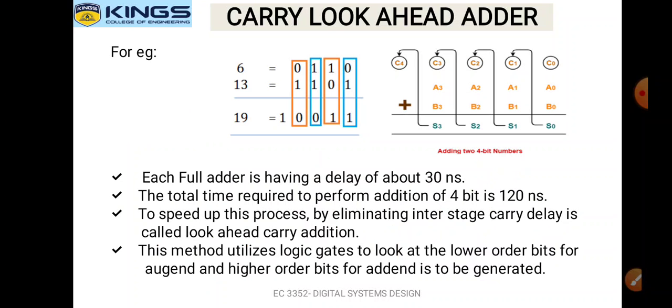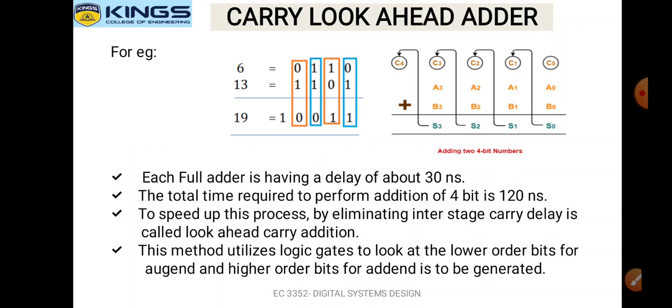Okay. For an example, see here. Suppose I am adding A0 and B0. While adding these two numbers, I will be producing the sum term and carry term. For this carry, the second bit will be waiting. Then I am adding A1 and B1. The output will be S1 and the carry will be produced. For that carry, the next bit will be waiting.